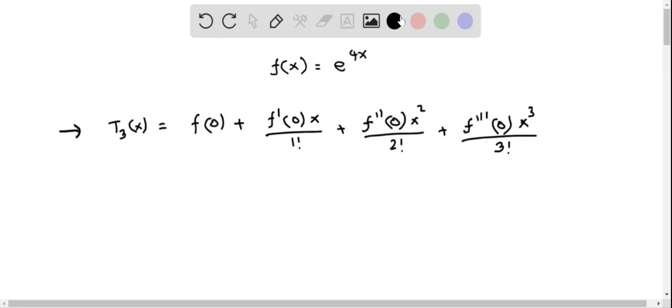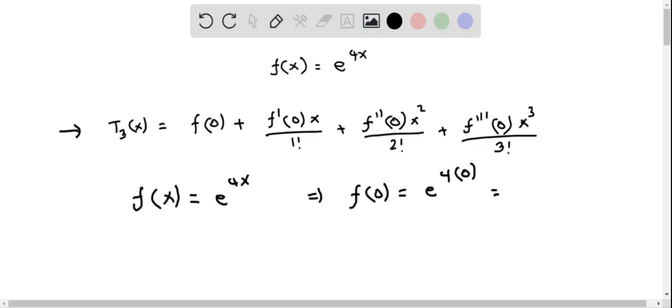So let's find each term in this series one by one. First, we have to find f of 0. So first, let me write this function f of x, and this equals e raised to the power of 4x. So we can find f of 0 by replacing x by 0 in this expression. So this becomes e raised to the power of 4 times 0, and this equals e raised to the power of 0, and this equals 1. So f of 0 equals 1.